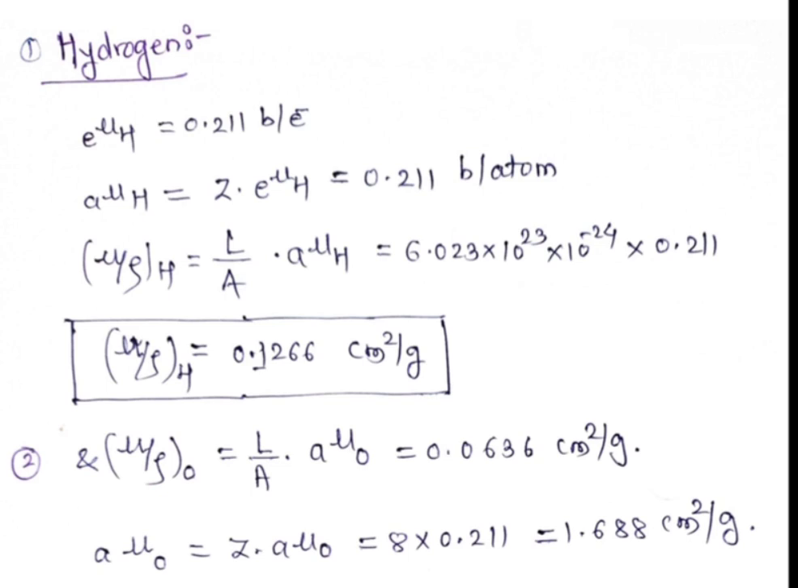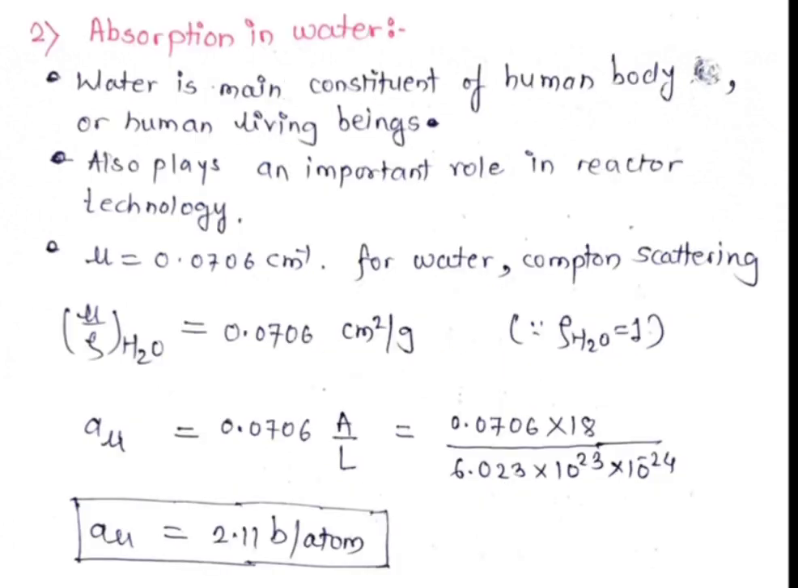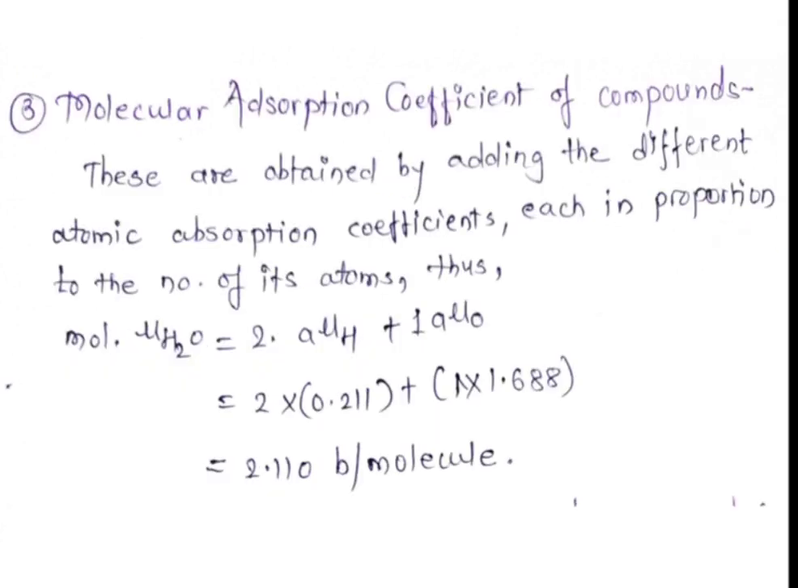Then we have calculated the mass absorption coefficient of the hydrogen separately, which is 0.1266 centimeters squared per gram. After that we found the atomic absorption coefficient and the mass absorption coefficient of the oxygen, the mu by rho for the oxygen, which is 0.0636 centimeters squared per gram, and the atomic absorption coefficient of the oxygen, which we have calculated as 8 into 0.211, which is equal to 1.688 barns per atom.